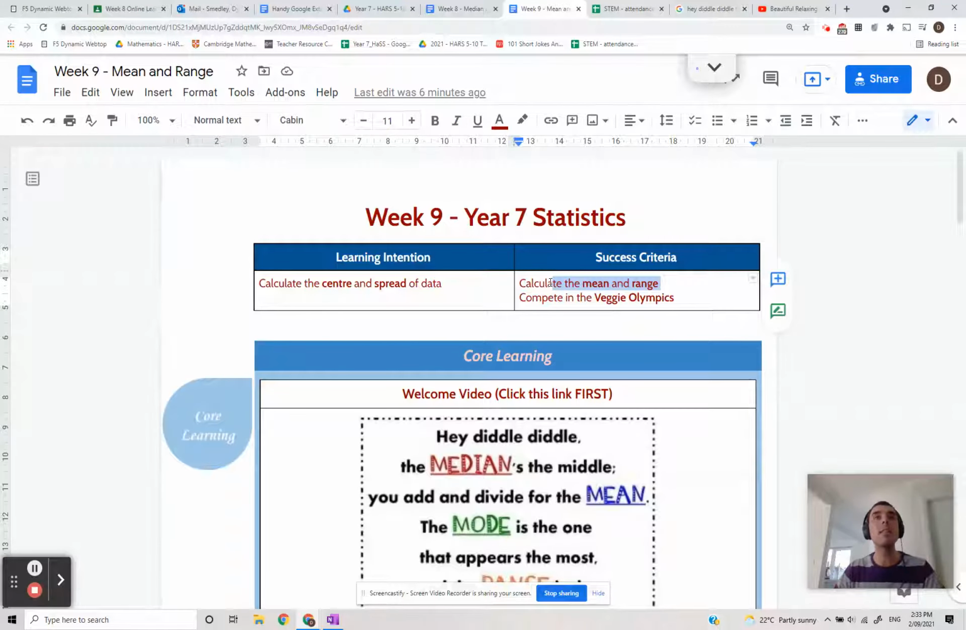And our second thing that we're going to do this week is we're going to compete in the Veggie Olympics. We're going to get our veggies out and they're going to do some sport for us.